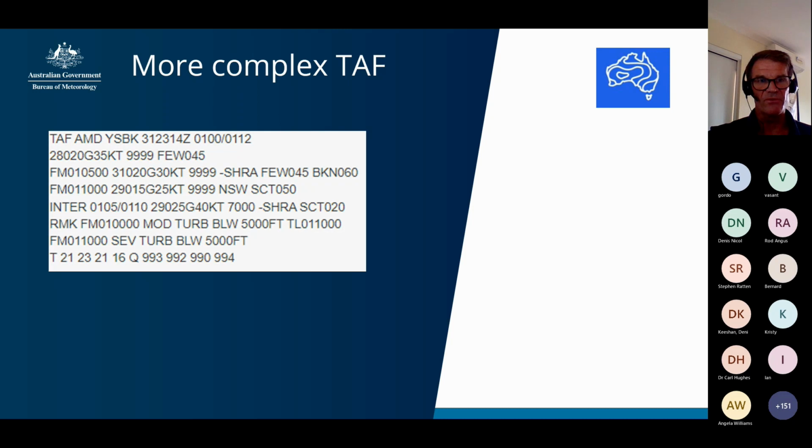More importantly, the fourth line down is an INTER. So INTER means periods up to 30 minutes between 05 Zulu and 10 Zulu. We can expect some very gusty winds and 7,000 meter visibility in showers with scattered cloud at 2,000 feet. So you've got to say, do I have to carry fuel for that? And if you're VFR, the answer is yes, because we're expecting visibility of less than 8,000 meters. And so then you have to carry an extra 30 minutes of fuel to cover that INTER.